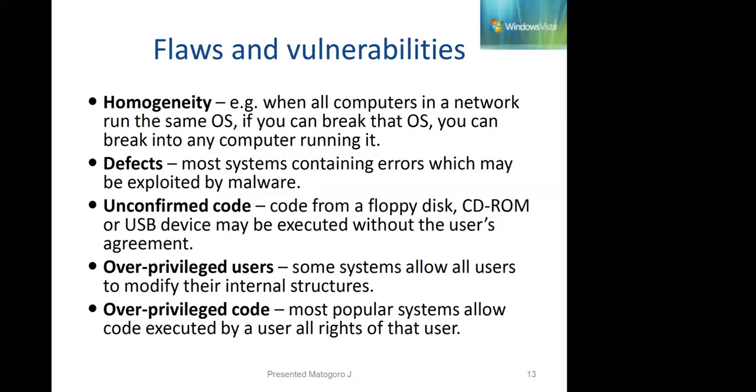Unconfirmed code, these are the code from a floppy disk, for those who have used floppy disks, especially from our ages, or the CD-ROM or USB devices that may be executed without the user's agreement. So there is also another term of privileged users. This is some of the systems that allow users to modify their internal structures. Then there are privileged codes.